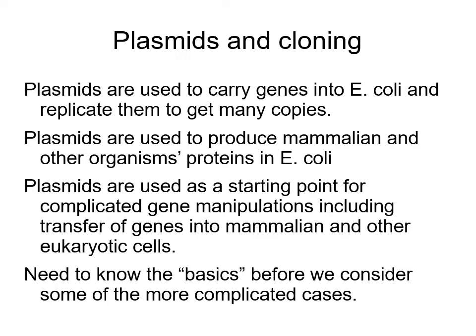Okay, plasmids and cloning. Plasmids are used to carry genes into E. coli and replicate them so you can get limitless quantities of whatever that DNA is. So when you say you clone a gene or clone a part of a gene, what that means is you're able to replicate it in a cell and make as much of that DNA as you're interested in. Those types of plasmids can be used to produce proteins, but more often they're a starting point for more complicated manipulations. So we're going to start with the basics before we get into any of the more subtle types of manipulations that can go on.